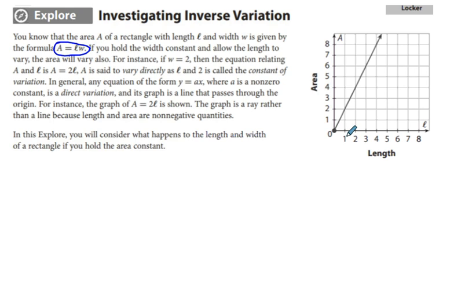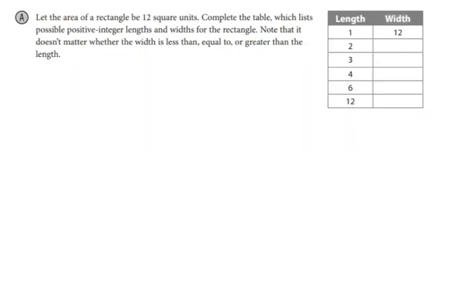So if length is 1, width has to be 2. So anyway, your area will vary directly. Now, what we're going to do is explore what happens to the length and width of a rectangle if we hold the area constant. So we're going to go to the next page. Let the area of a rectangle be 12 square units. Complete the table, which lists possible positive integer lengths and widths for the rectangle.